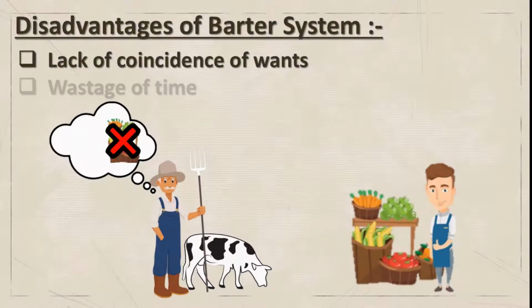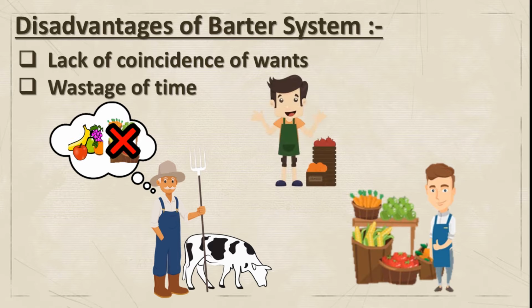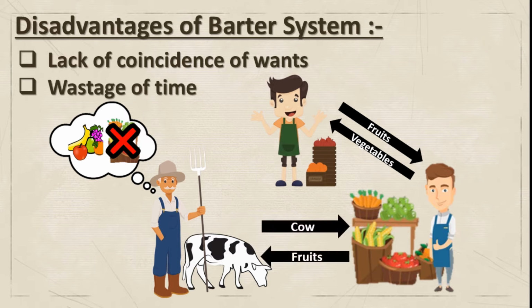The second point is wastage of time. Let us understand this with the same example of the vegetable seller and the farmer. Let us imagine the farmer wants fruits. In this case, the vegetable seller searches for a fruit seller, and after finding a fruit seller, he also has to see that the fruit seller is ready to exchange his fruits for his vegetables. If the fruit seller agrees to exchange his fruits for vegetables, then trade can happen between them and the vegetable seller can use the same fruits and buy the cow from the farmer.